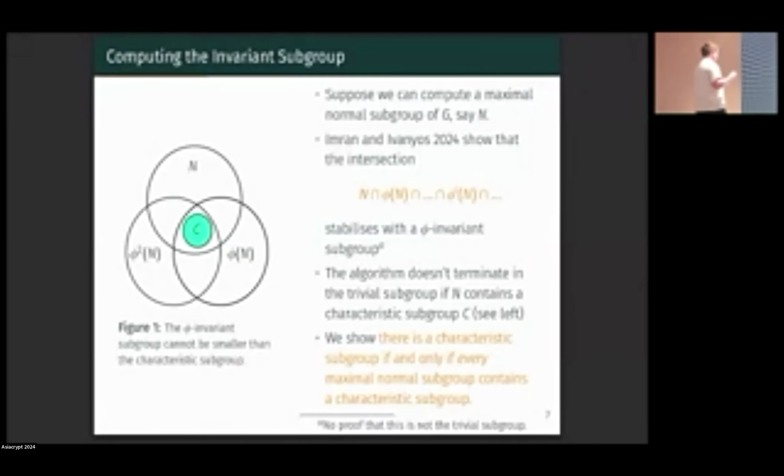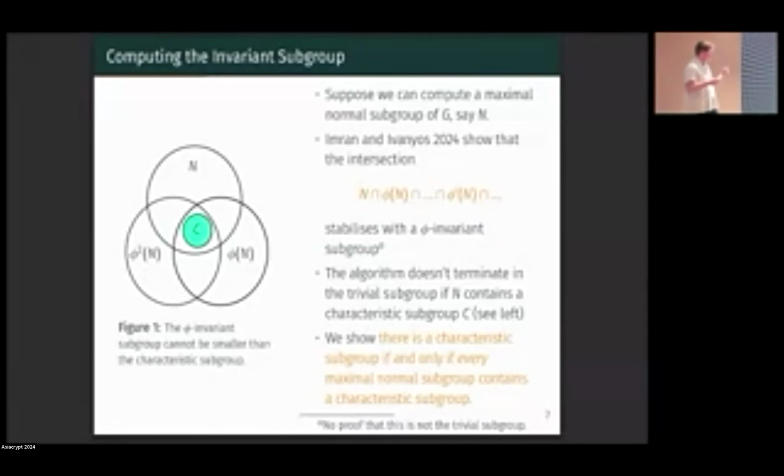One of these computational group theory tasks we're outsourcing to their literature is the ability to compute composition series, but for our purposes, computing a maximal normal subgroup of G, call that N. Imran and Ivanyos show us that eventually this intersection of increasing powers of phi applied to the normal subgroup is going to terminate in a phi-invariant subgroup, which is the thing we're looking for to continue our reduction.